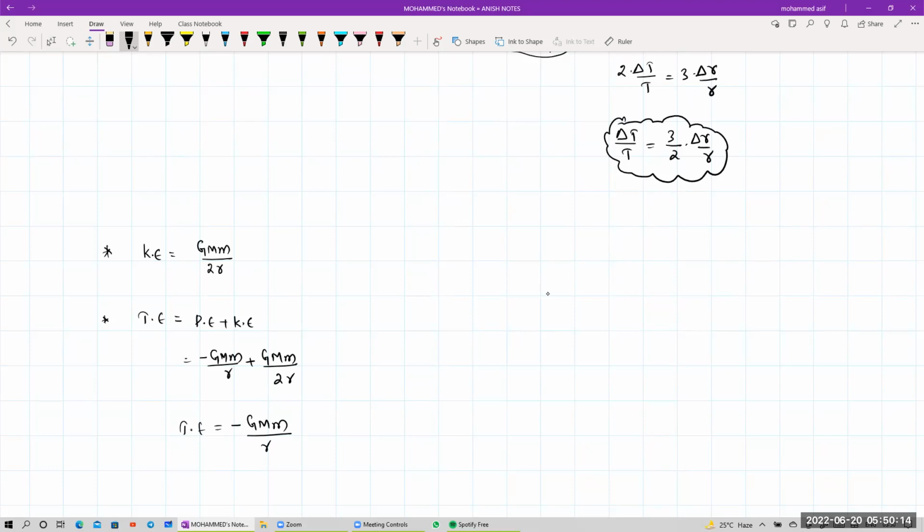Then total energy will be minus up to R. Total energy is equal to minus of capital G, capital M, small m divided by 2R, which is minus of 1 plus 1 by 2, that is minus 1 by 2.